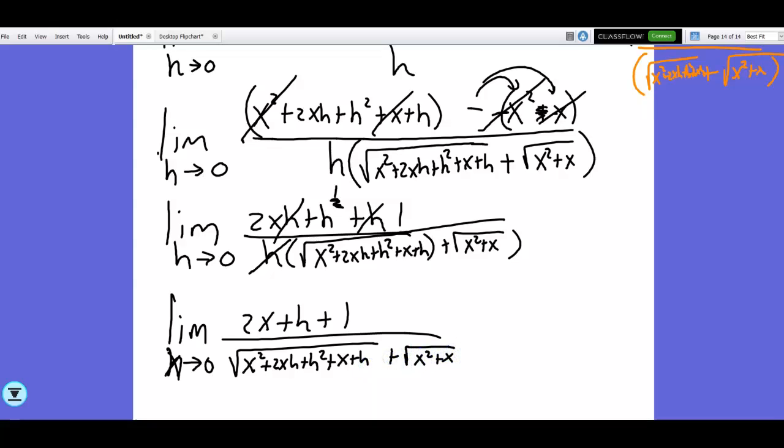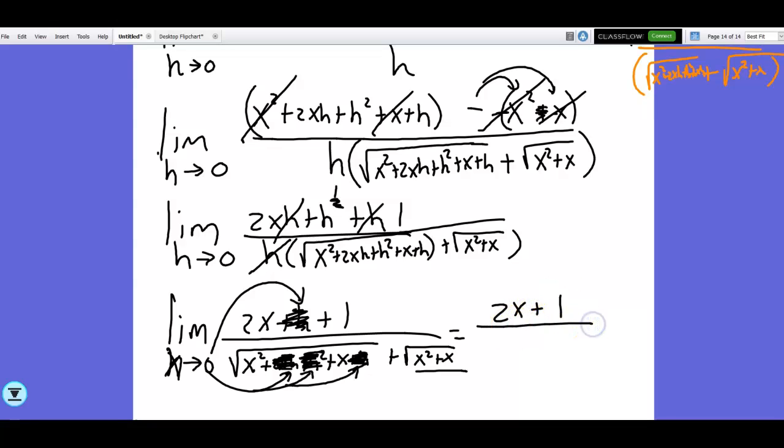Okay, at this point I'm ready to plug 0 in for h. Now if I do that, there, and there, this is going to go away, this is going to go away, and this is going to go away. And I'm just left with x squared plus x, just like this one over here, right? But in this case, we actually have an h on the top as well, so that's also going to go away. And so here's what I have as a result. 2x plus 1 over the square root of x squared plus x plus the square root of x squared plus x.